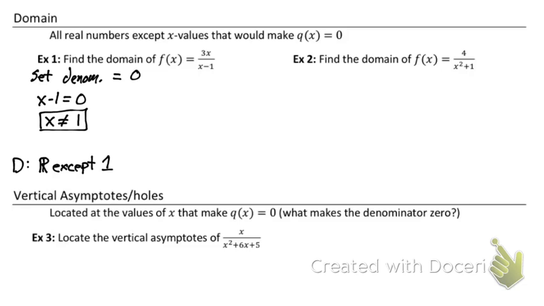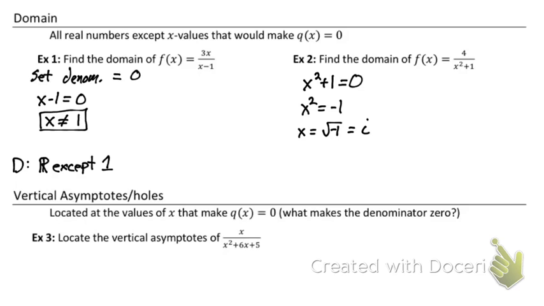Our next one is find the domain of f of x equals 4 over x squared plus 1. So technically I can plug anything I want in for x, except where x squared plus 1 equals 0, because that's going to make our denominator equal to 0. So the first thing we're going to do is look for things that make x squared plus 1 equal to 0. Well, if I subtract 1 from both sides and then take the square root, that just equals i.